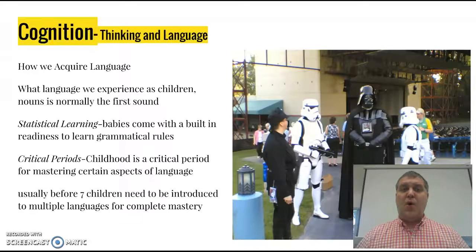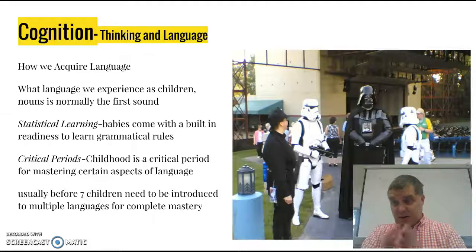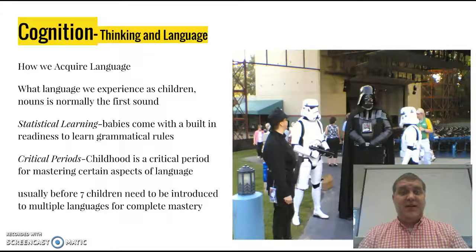We acquire language as children. We pick it up from the environment around us. Statistical learning is that babies come in with a built-in readiness to learn grammatical rules. So babies are born, bred, and ready to go and understand what's going on in the society around them. Critical periods: childhood is a critical period for mastering certain aspects of language. When you're a kid, you need to be able to do so.